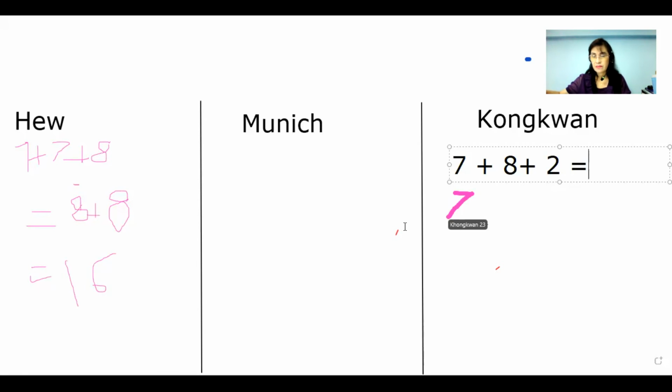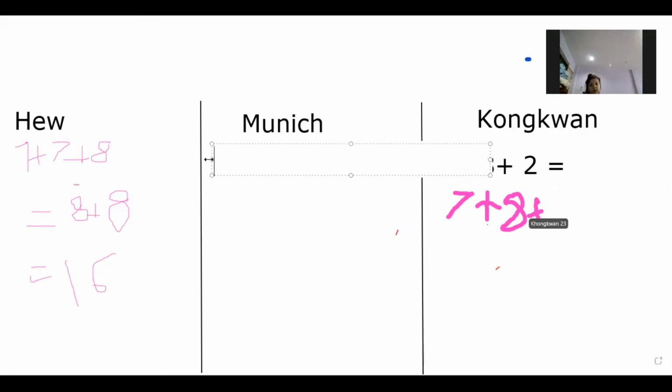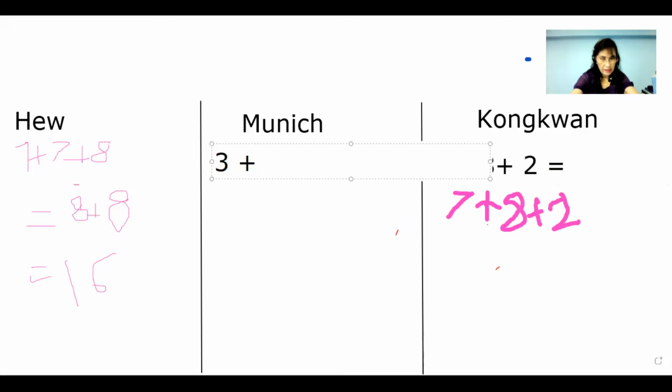Munich, 3 plus 8 plus 5 equals. How are you going to solve this, Munich? You haven't done that.